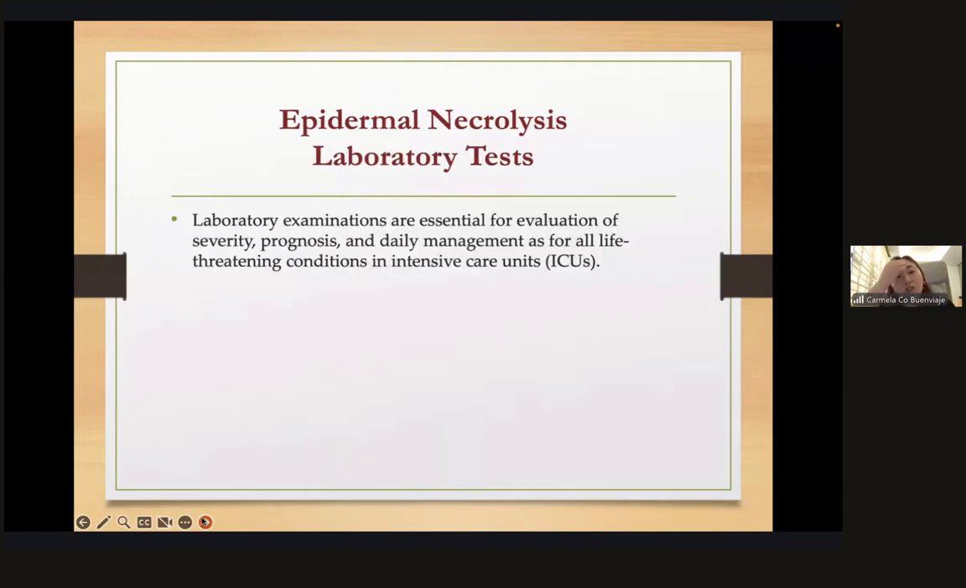Okay, so laboratory examinations are essential for evaluation of severity, prognosis, and daily management for these patients. Especially for the life-threatening conditions in intensive care units. So we would do almost daily laboratory examination as part of their close monitoring.